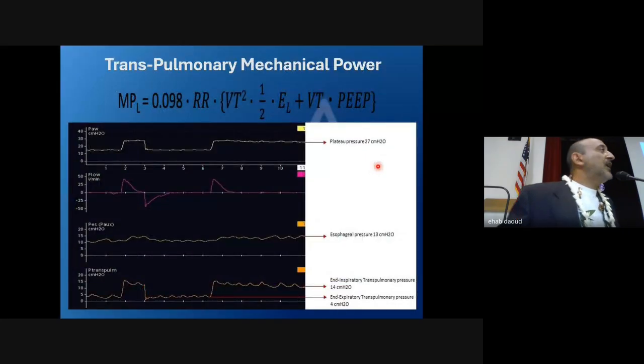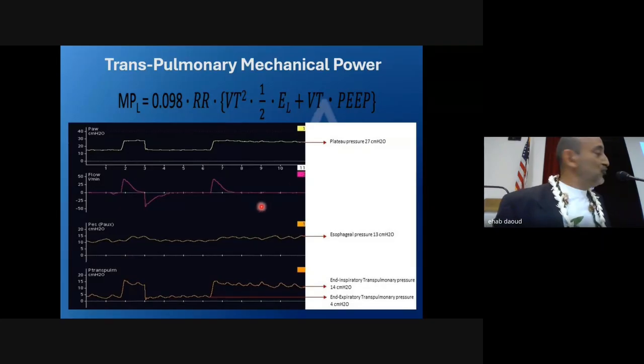Anyway, so we talked about mechanical power and how it could be injurious to the lung. We talked about esophageal balloons, although we didn't really speak much about them. Having the esophageal balloon basically enables you to calculate the transpulmonary pressure.